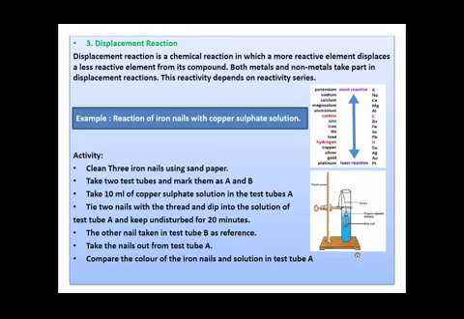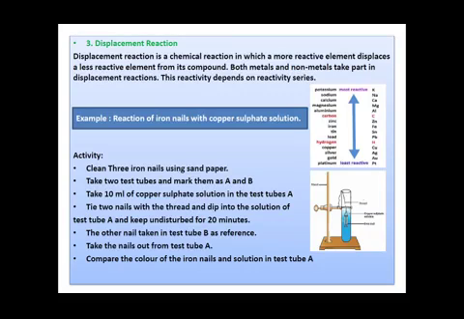Now keep test tube B as it is. We are not going to disturb it. We are not going to put anything else. It will only contain copper sulfate solution. Now place 2 iron nails in test tube A for 20 minutes. And keep the third iron nail aside as it is for comparison.